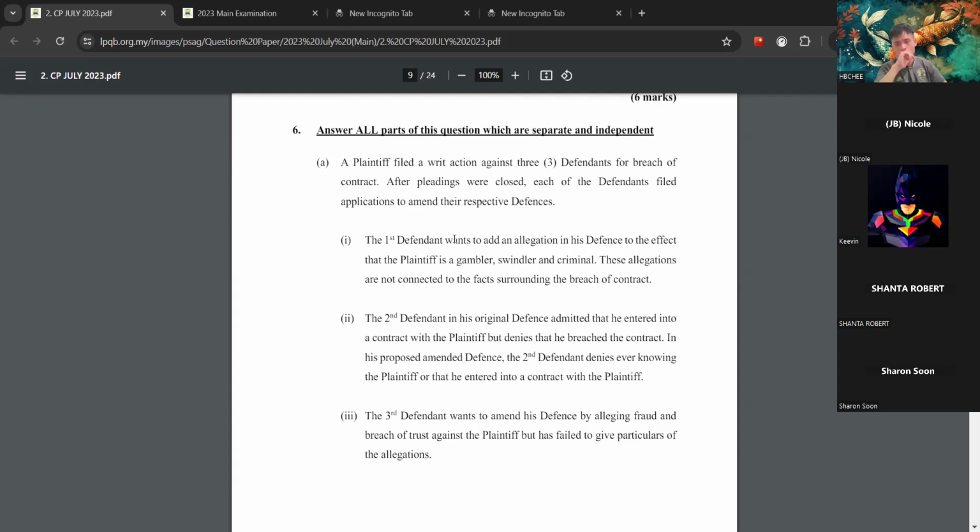Yes, Yamaha Motor: bona fide, no prejudice, and then you also have to consider that the character of the suit will not be changed. So basically you see, you want to amend the pleading by adding this kind of nonsense, obviously this is not a bona fide application already. So using the case of Yamaha Motor and your conclusion will be enough.